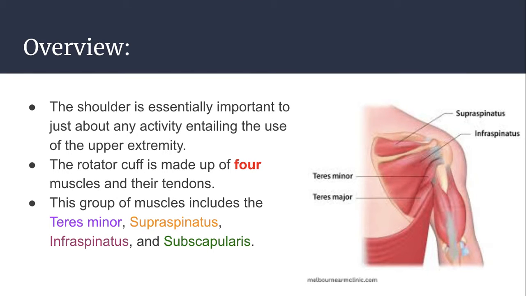Okay, so the shoulder is very important to just about any activity that requires the use of the upper extremity, and the rotator cuff is made up of four muscles and their tendons. So this group of muscles includes the teres minor, supraspinatus, infraspinatus, and subscapularis. The picture on the right doesn't show the subscapularis because it is on the anterior side of the body. This picture is from the posterior.